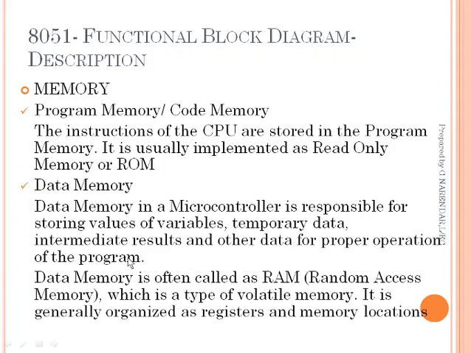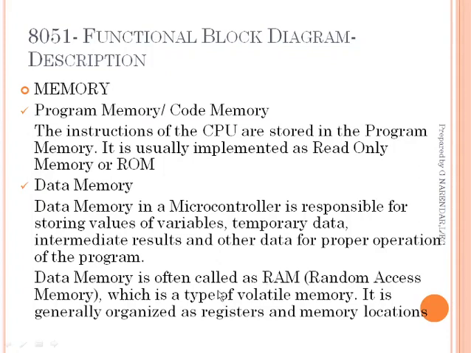So if you want to store data temporarily, then the data memory, or on-chip RAM, will be used to store the temporary data. Data memory is often called RAM, and you know that it is a type of volatile memory. That means the contents are erased when power goes off.